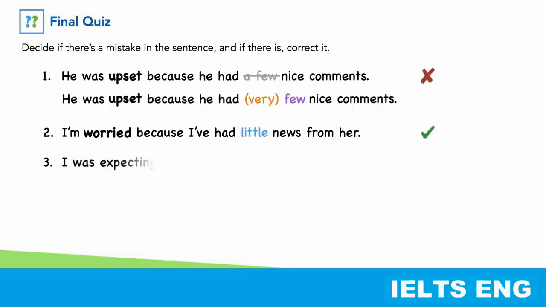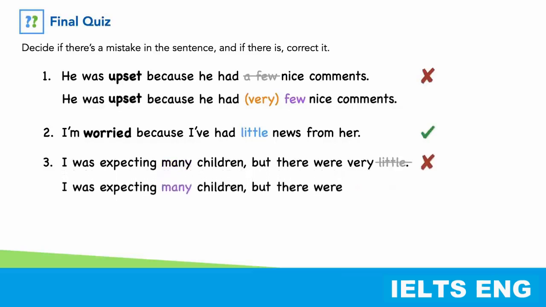Okay, number 3. I was expecting many children, but there were very little. Okay, this is incorrect because children is a countable noun. I was expecting many children, so we're looking for the opposite of many, which is few. I was expecting many children, but there were very few.